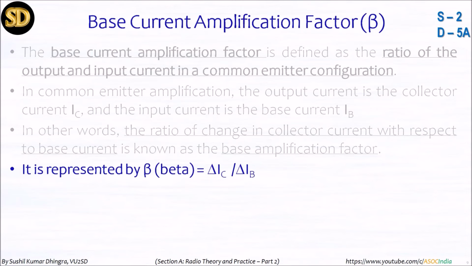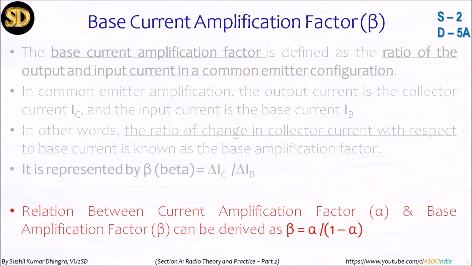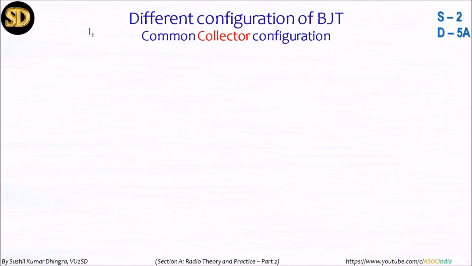So keep this in mind. The relation between current amplification factor alpha and base amplification factor beta can be derived as beta is equal to alpha by 1 minus alpha. Not going into detail, not going into numericals. I have not seen this kind of question coming anywhere in the exam. So continue here. Now coming to common collector configuration.